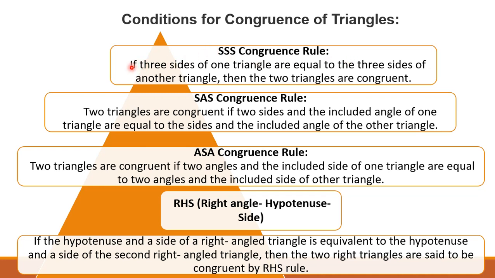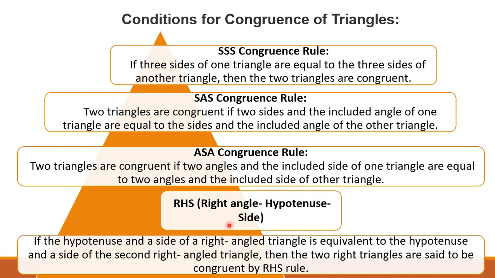First is SSS, that is, if 3 sides of one triangle are equal to the 3 sides of another triangle, then the two triangles are congruent. And if 2 sides and the included angle of one triangle are equal to the 2 sides and the included angle of the other triangle, this is the SAS congruence rule. And the angle side angle rule says that if two angles and the included side of one triangle are equal to two angles and the included side of the other triangle, then the triangles are congruent.